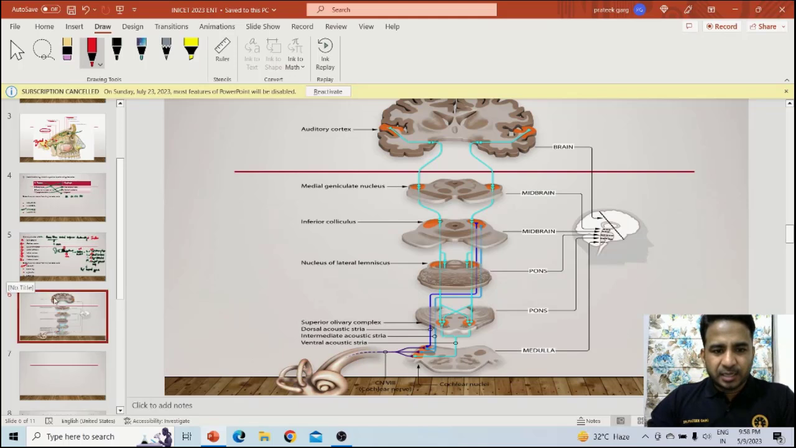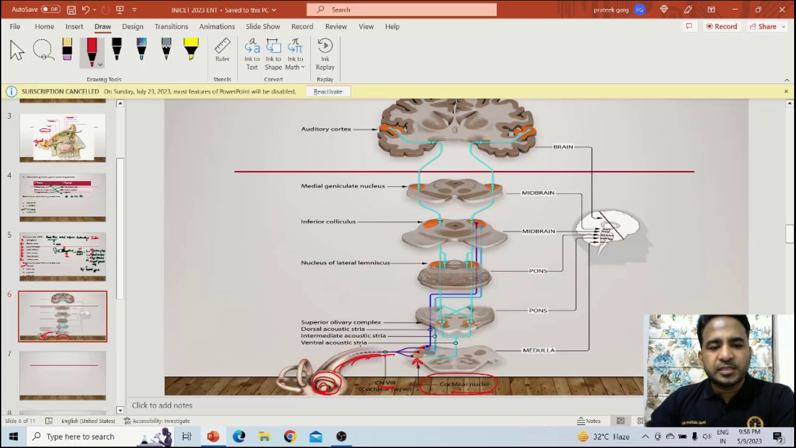So this is a simplified diagram just to show you how the auditory pathway works. This is our cochlea, and these are the cochlear turns. From the cochlear turns, the cochlear nerve goes on, that is the 8th cranial nerve. From the cochlear nerve, fibers go into the cochlear nucleus, which is indicated here.